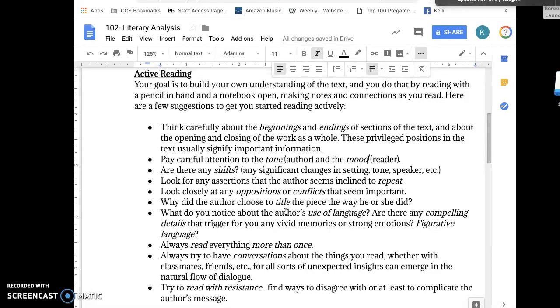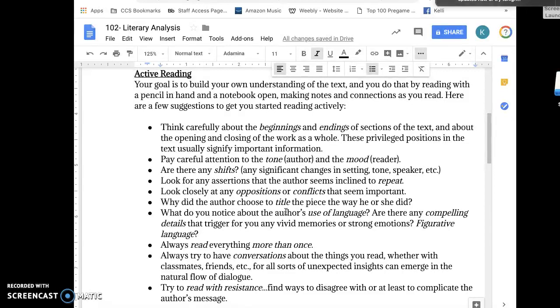Look for any assertions that the author repeats. A repetition is a good signifier of something that's important. Look at any conflicts or oppositions. They usually play a critical role in moving a plot forward. Why did the author choose to title the piece the way that he or she did? These are little things that don't seem like they would have a lot of weight, but they can have a lot of significant meaning. We're going to look at that in the text that we're going to analyze today.